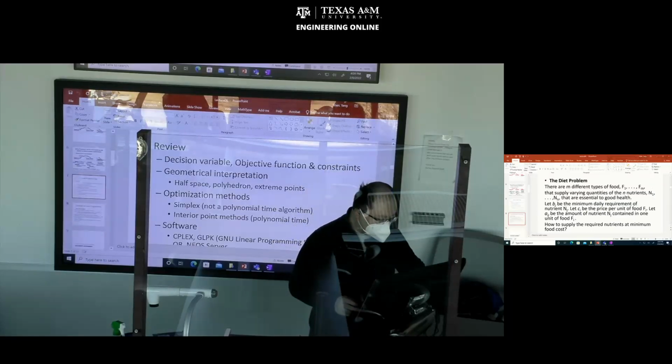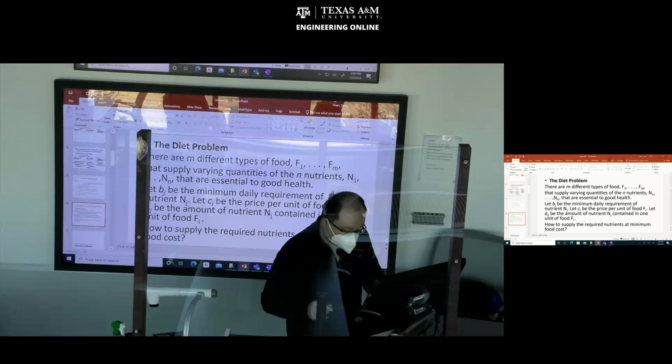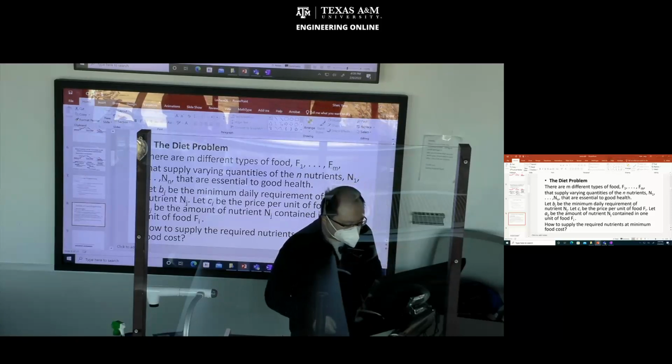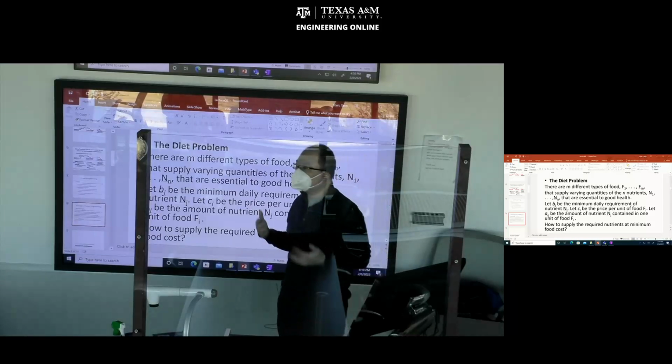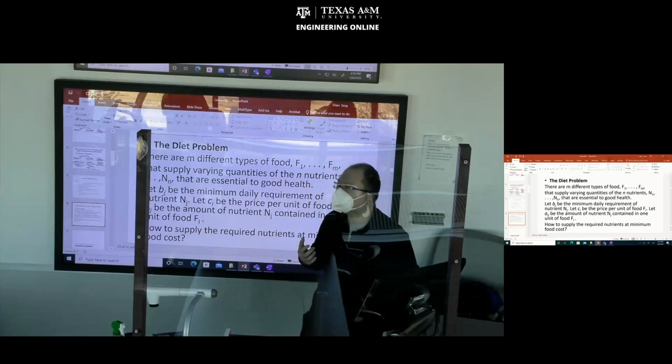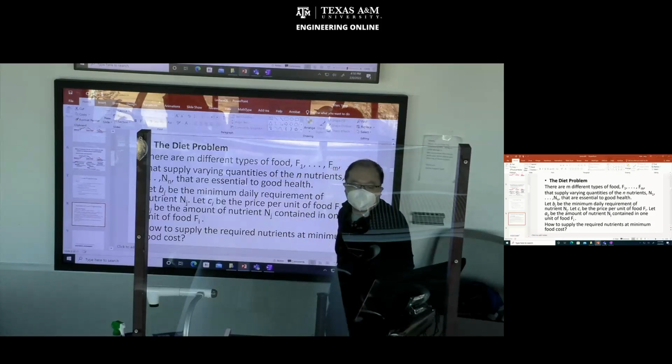And last time we left an example, right? We're asking about the diet problem, whether you can formulate it as an optimization problem. And of course, it's linear in this case. So anyone want to share your answer? Anyone? Anyone did this exercise? Okay, let's look at it together then.